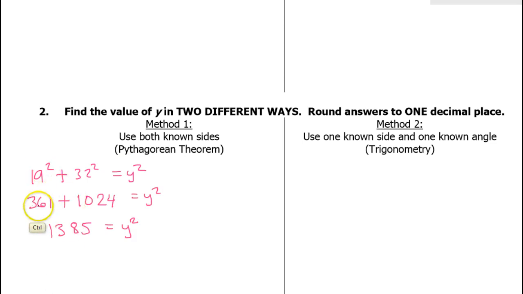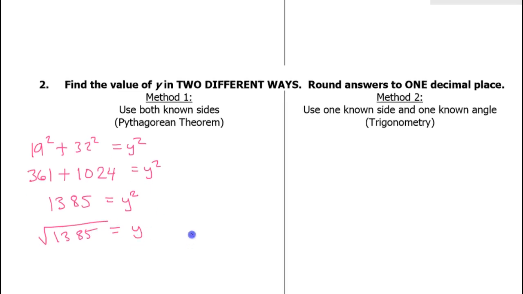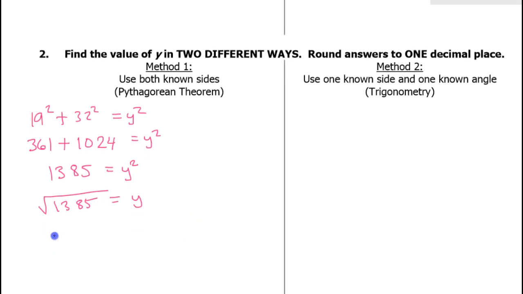So 19 squared is 361, and 32 squared is 1024. If I add those up, I get 1385. To get y by itself, I need to take the square root of 1385, and that will give me y. So that turns out to be 37.2, if we round to one decimal place. Okay, so that's one way to find y.